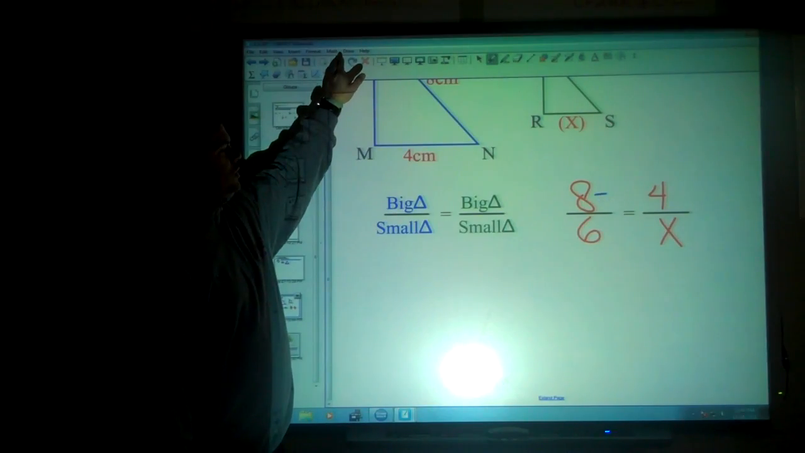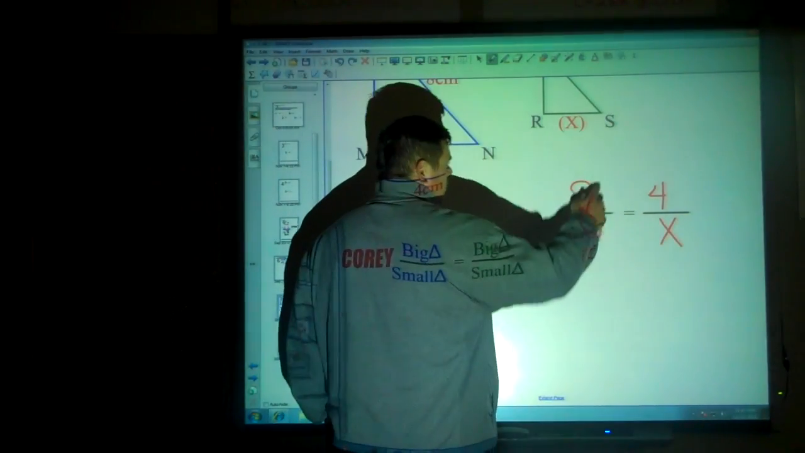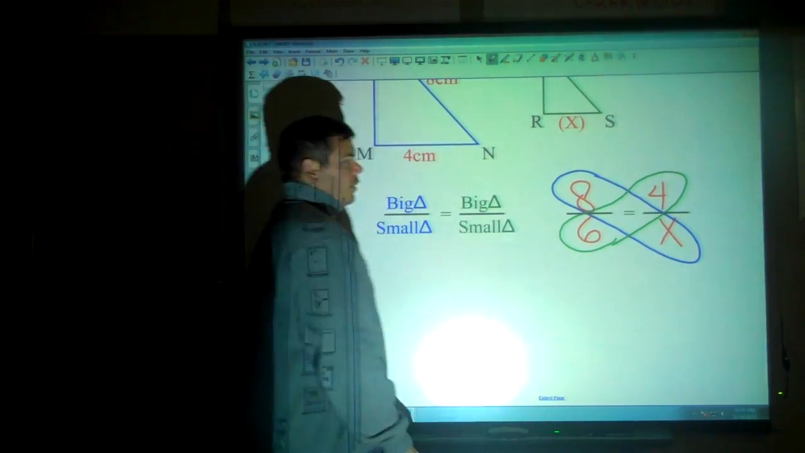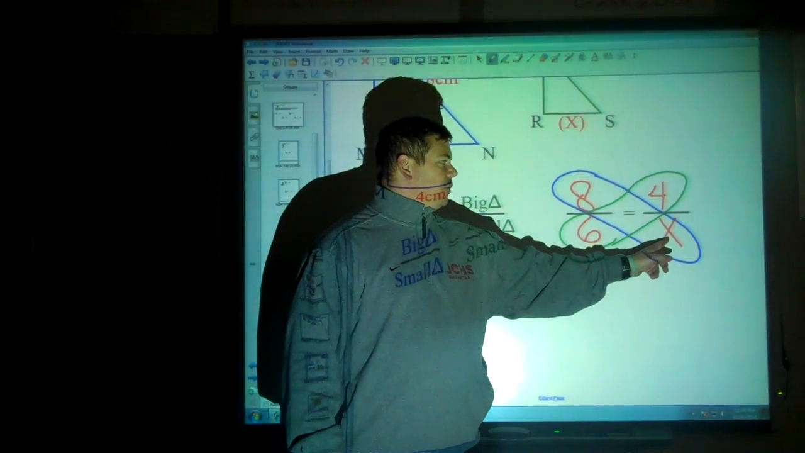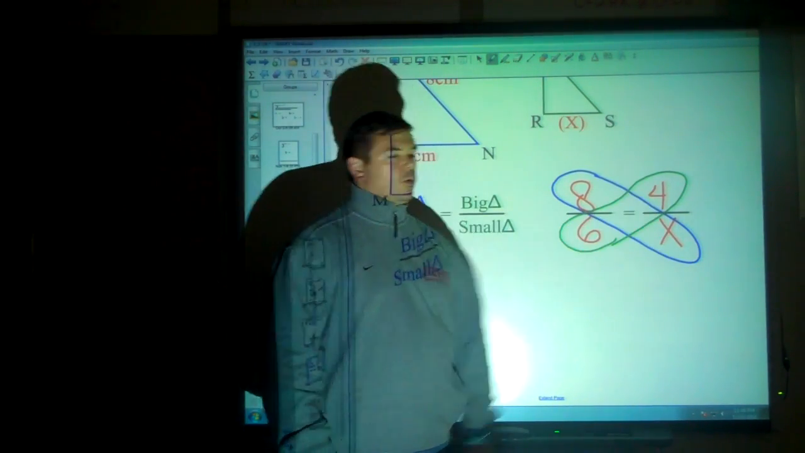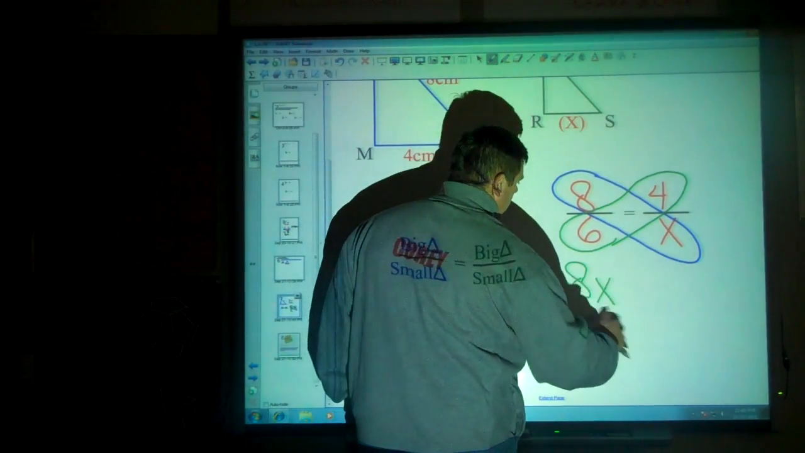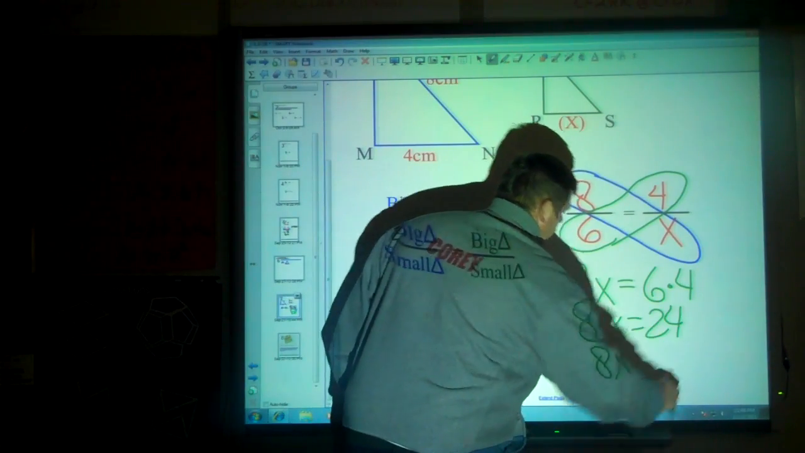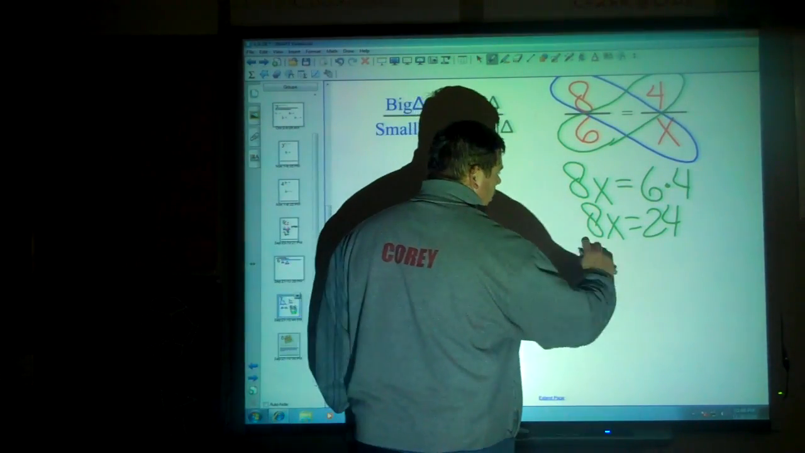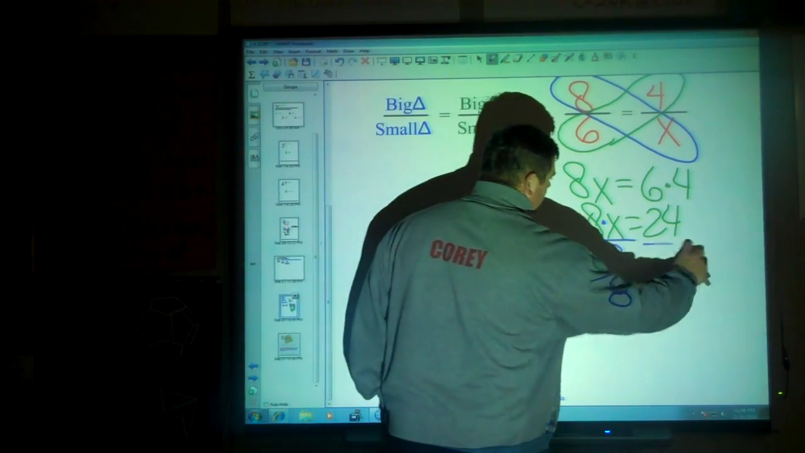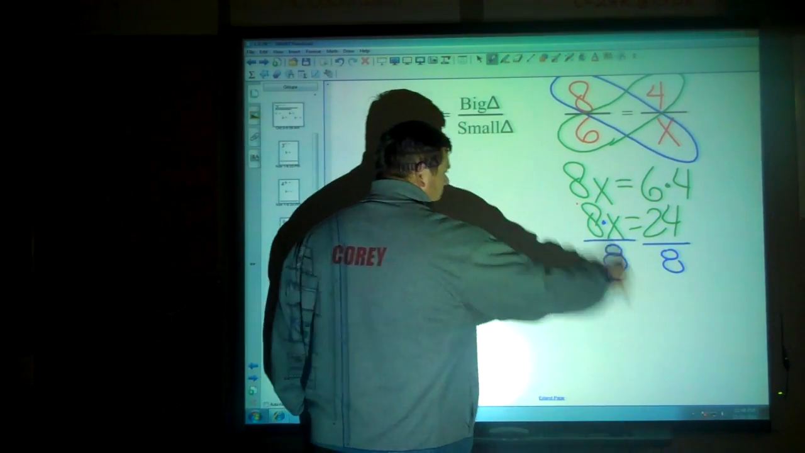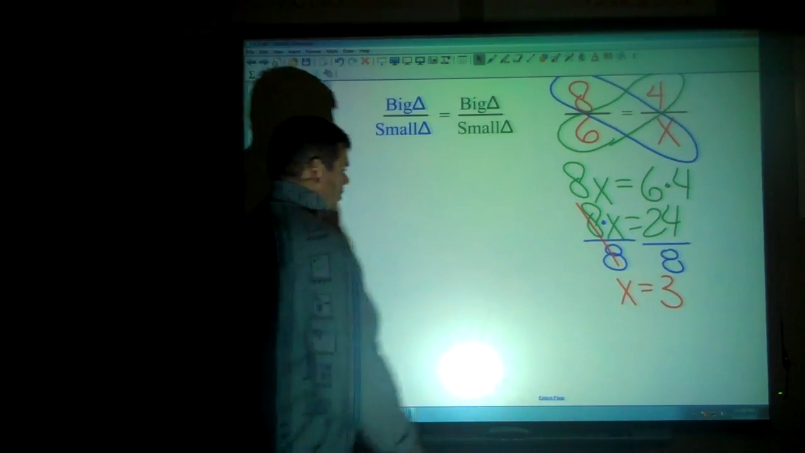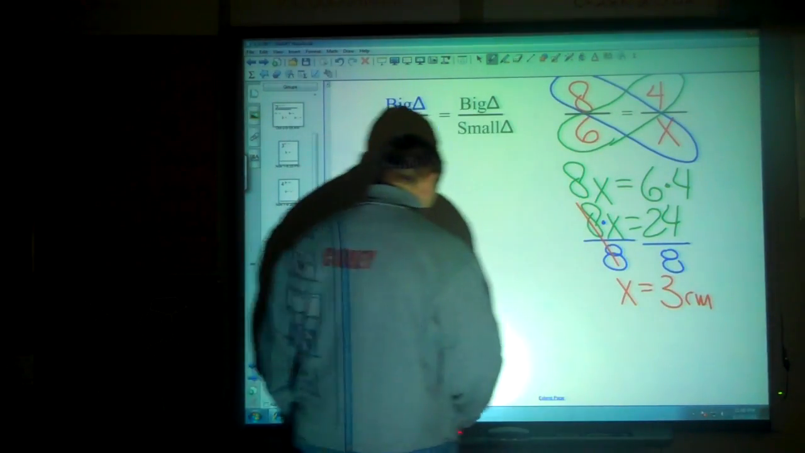But what's cool about proportions is that their cross products are equal to each other. In other words, if you take 8 and multiply it by whatever x is, it has to equal 6 times 4. So 8x has to equal 6 times 4, which means 8x equals 24. And if you recognize, that's what we've been working on. The opposite of multiplying by 8 is to divide by 8. And we end up with x equals 3. The exact same answer that we had before, so we would say 3 centimeters.